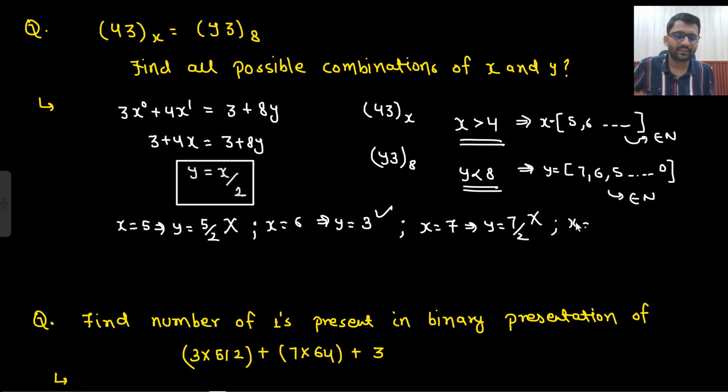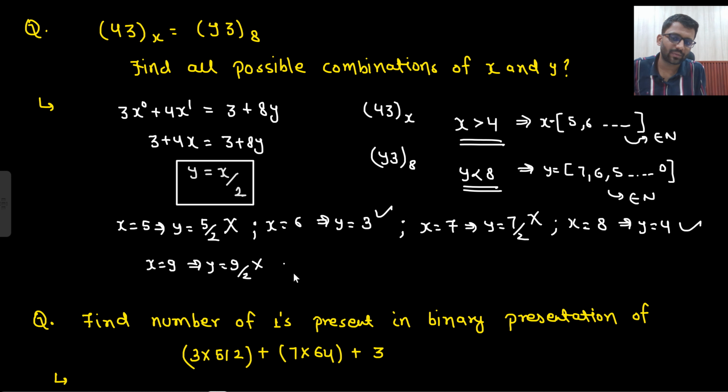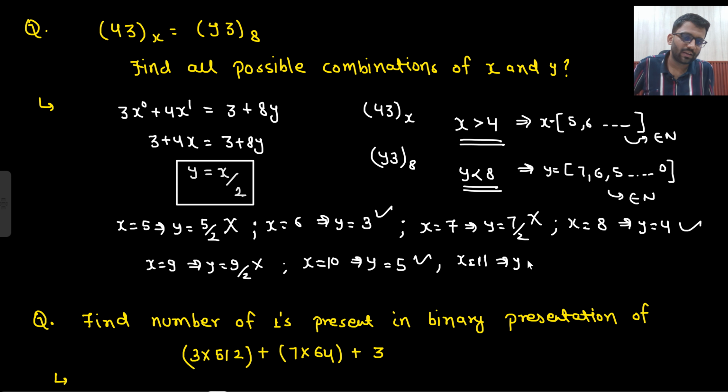If x is equal to 8, then y will be equal to 4, acceptable. If x is equal to 9, then y will be 9 by 2, certainly not acceptable. If x equals 10, then y will be 5, acceptable. If x equals 11, then y will be 11 by 2, not acceptable.